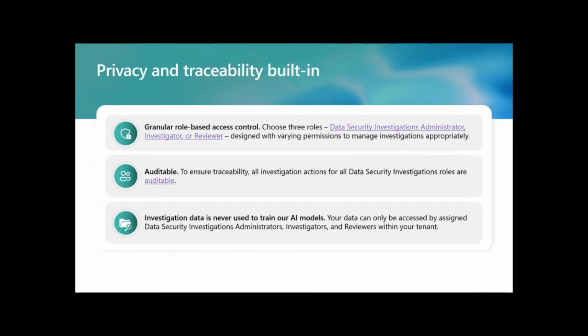First, role-based access control ensures the right people have the right level of visibility. DSI has 3 clearly defined roles: administrator, investigator, and reviewer, each with tailored permissions so teams can participate in an investigation without overexposing sensitive data. Everything an investigator does is also fully auditable. Every action across all roles is logged, giving organizations a full trace of how the investigation was conducted. This level of auditability is essential not just for internal governance, but also for regulatory or legal defensibility.